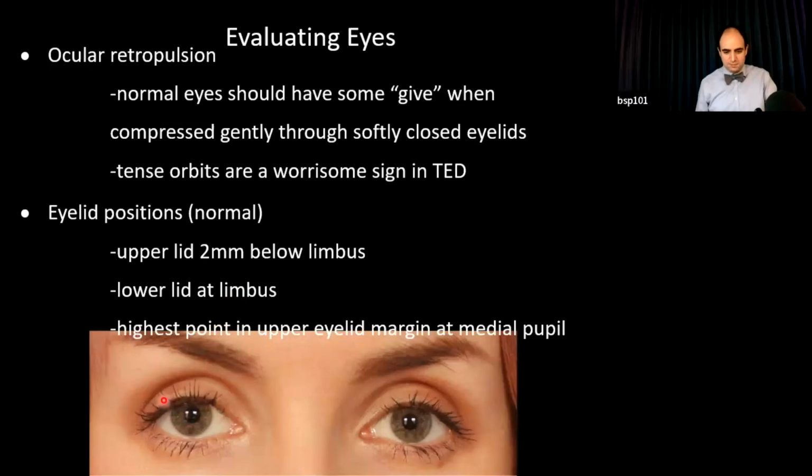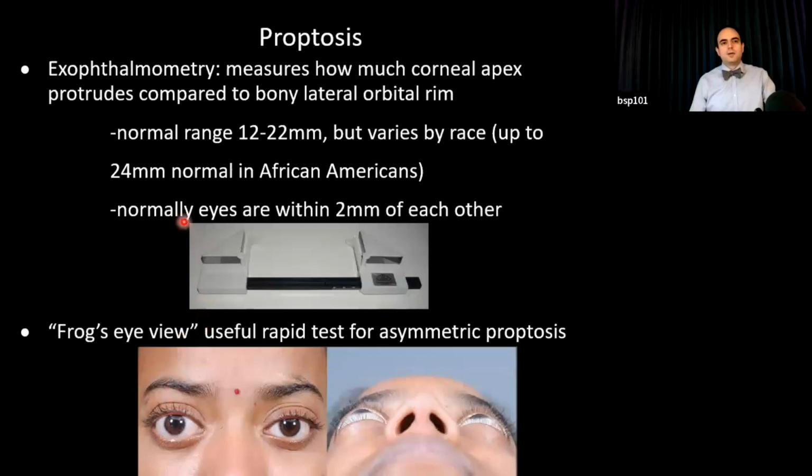And the question is also how proptosis is measured. I don't think maybe they have these in the endocrinology clinics, but this is an exophthalmometer. We push it up against the rim of people's eye sockets, the lateral rim, the little teeth you see here go up against the lateral rim of the eye sockets. And we measure how much the corneal apex, when they're in primary gaze, protrudes from the bony rim of the eye socket. And there's a large normal range. It's 12 to 22 millimeters.